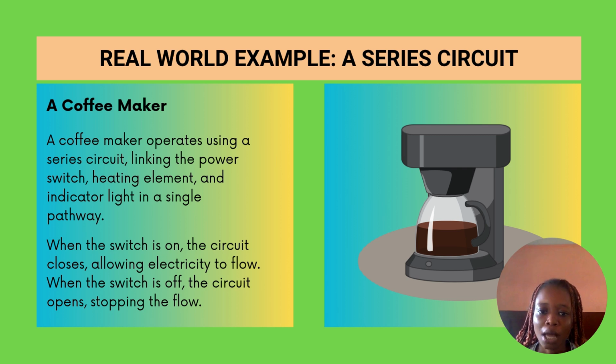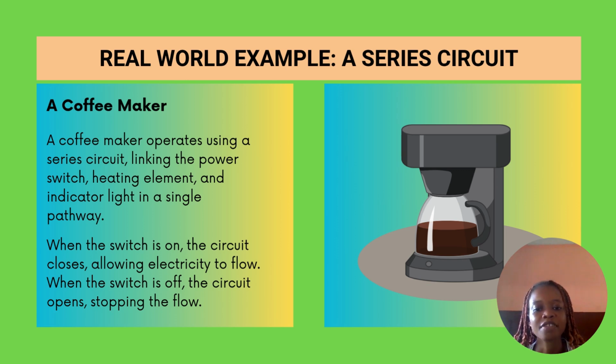Now, a real-world example of a series circuit is our typical coffee maker. A coffee maker operates using a series circuit, linking the power switch, heating element, and indicator light in a single path. So your coffee maker is a typical example of a series circuit, where everything flows in a direct path from the power switch to the heating element to the indicator light.